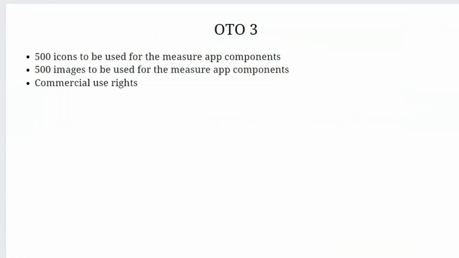And there's the third upgrade, the OTO3, and that one is all about images, and I know how difficult it is to find the right kind of images for your books and for your printables.